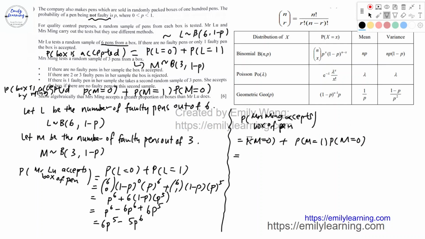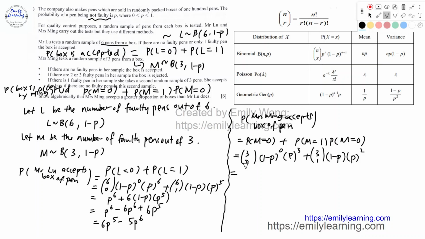Next, I know that for the distribution of M, N is 3. So for P of M equals 0, it will be 3 choose 0 times 1 minus P to the power of 0, P to the power of 3. For 1 40 pen, it will be 3 choose 1, 1 minus P to the power of 1, and then P squared. Type into the calculator.